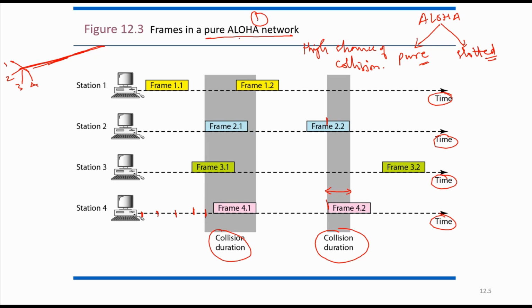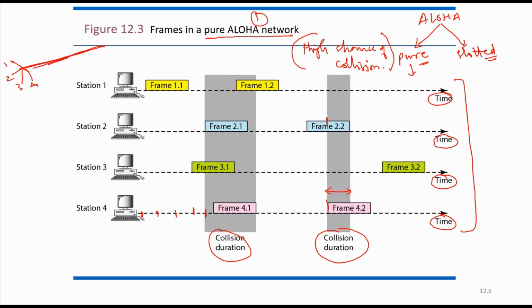Initially this random access, or ALOHA, was designed for wireless LAN networks, but nowadays the same thing can be used for shared networks also. This is the structure of the pure ALOHA type: anyone can send at any time, so there is a high chance of collision. Pure ALOHA allows every station to transmit whenever they have data. Whenever they have a frame, they can transmit.